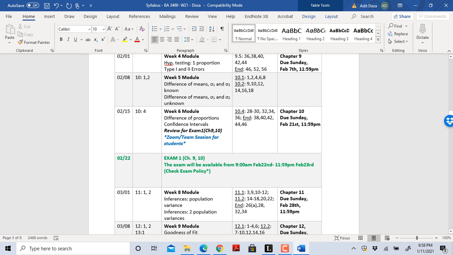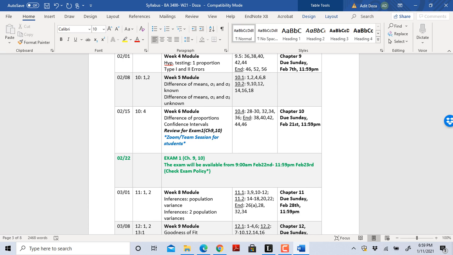The first exam will be on February 22nd to February 23rd. The exam is available for 2 days, but the exam duration is 2.5 hours. It doesn't mean you have 2 days to complete the exam. Don't get confused. Once you click to open the exam, you need to finish it within 2.5 hours. It's just that it's available for 2 days.